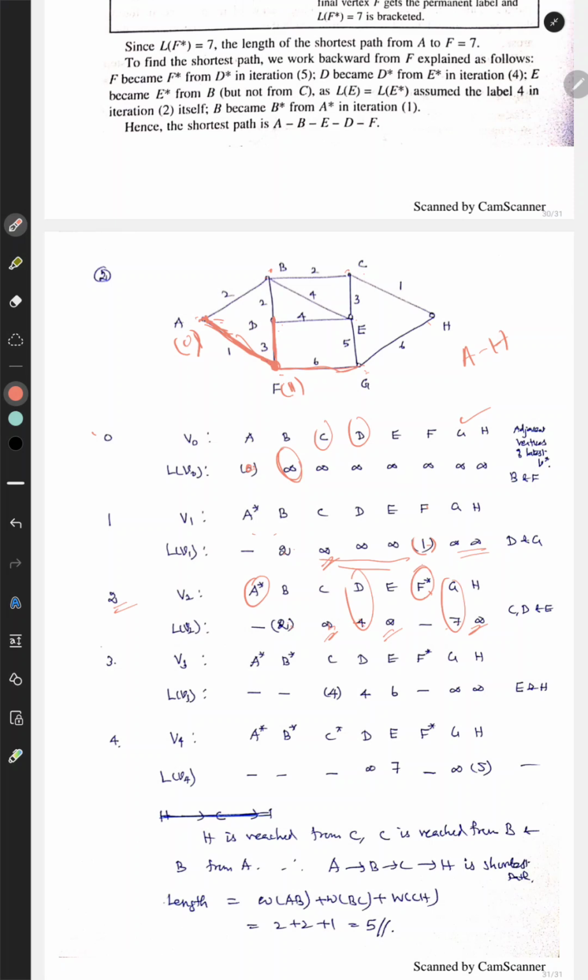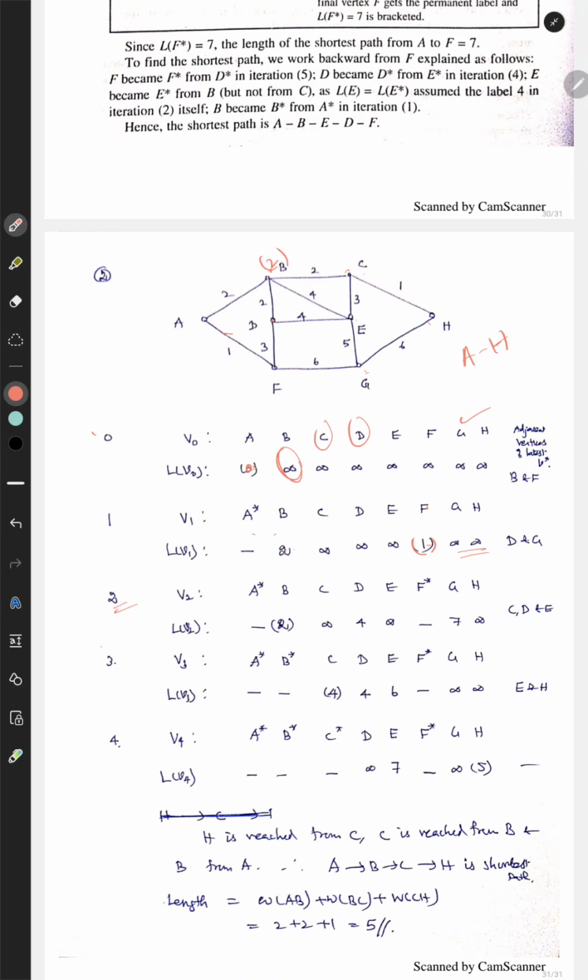Okay, so you will be giving the permanent label 2 to B. So B will be bracketed, the weight will be bracketed, and it will be removed in the next stage because that is the smallest here. So now B is with edge weight 2. So that is bracketed in this stage.